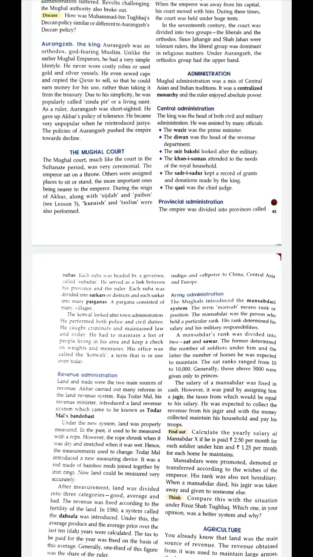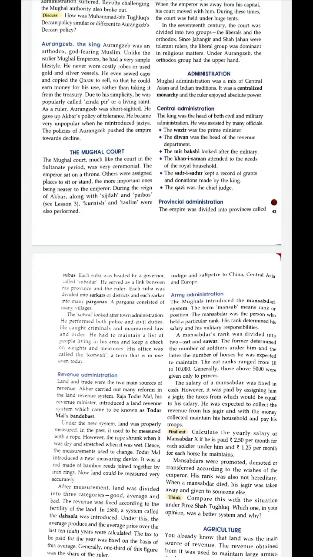After that, the khani saman, who attended to the needs of the royal household, that means whatever need there was in the royal household, he used to fulfill. Clear? Other one, the sadr-us-sudur, who used to keep a record of grants and donations made by the king. Suppose the king is giving a donation to some temple, how much donation was given to that temple, how much grant was given to that particular person, all the record he used to keep. Clear? Now the last one was the Qazi, who was the chief justice.